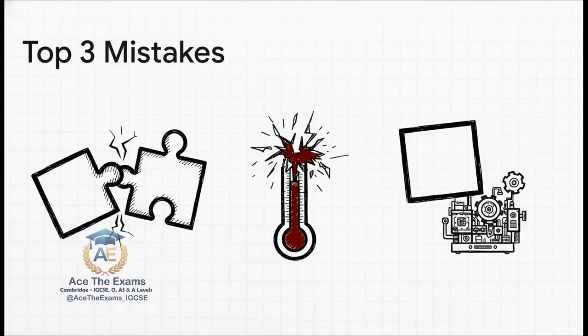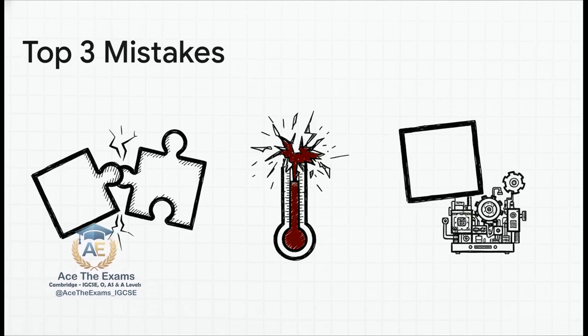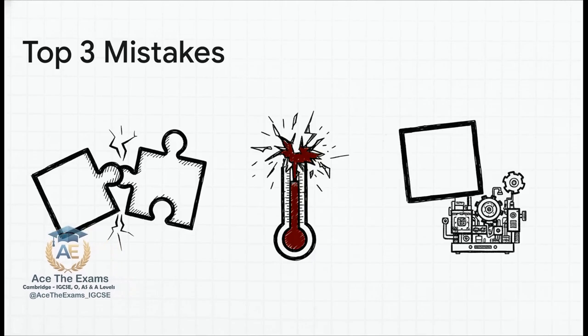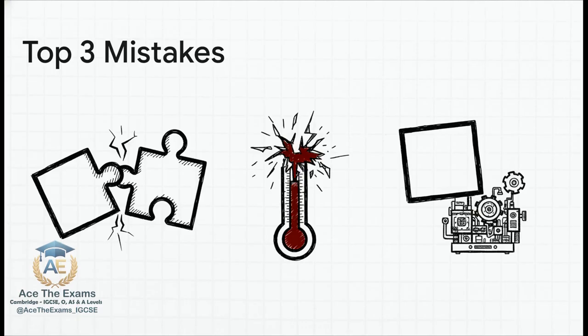First, using the wrong formula or algorithm for the context. This happens all the time when a candidate panics and applies a highly complex sorting algorithm to a tiny dataset that honestly just needed a simple linear search. You waste time and you show a lack of conceptual understanding.